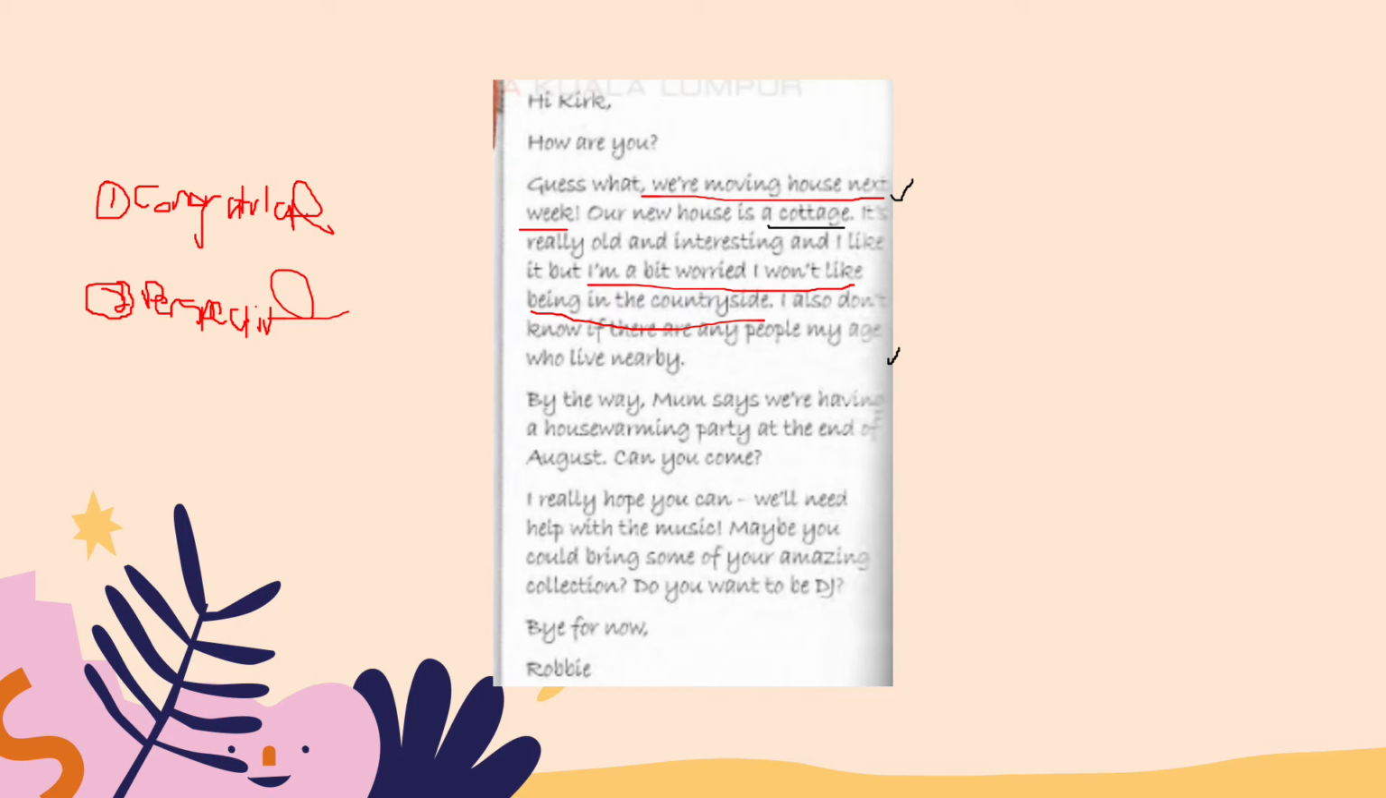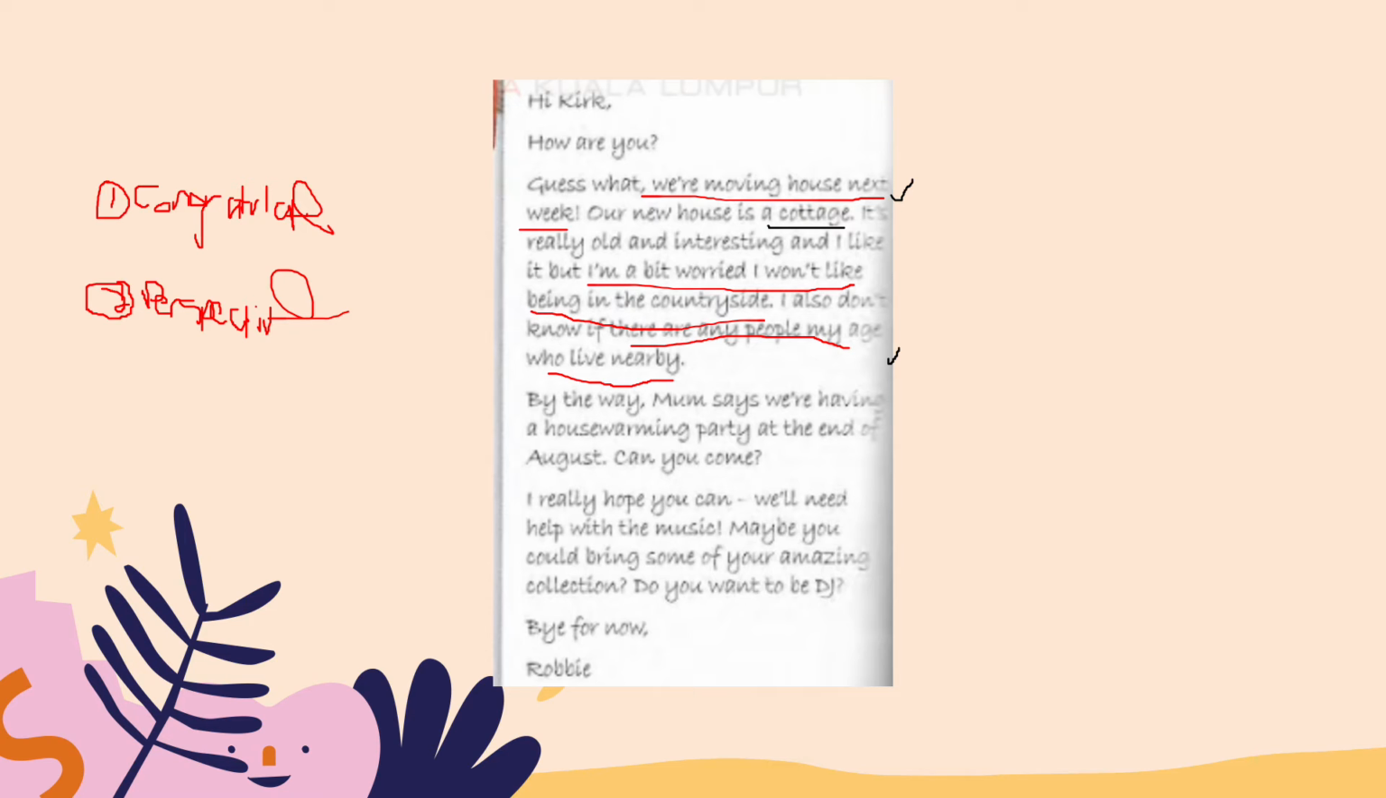And then, I also don't know if there are any people my age. You can also respond to this sentence. You can mention your perspective that I believe there are people around your age. Basically it's a place to live, so there are people from all walks of life, from different ages, different backgrounds. So it will be a great experience for you to live in the countryside. And then he asked you some requests.